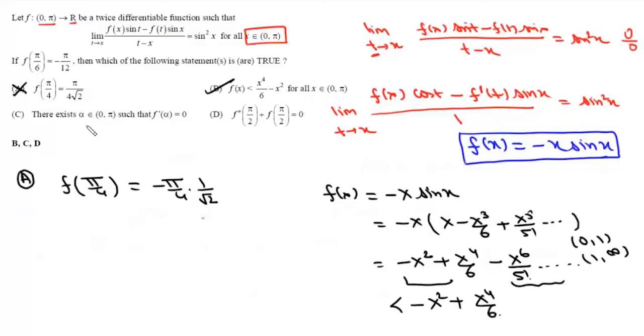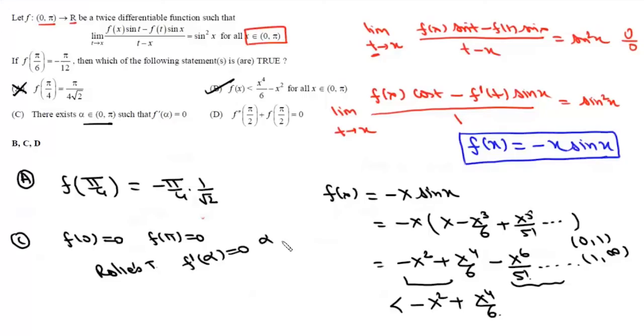Now in C it says there exists alpha belonging to 0 to pi such that f dash alpha is 0. Now for C we know that f(0) is 0, f(pi) is 0, and this function is continuous and differentiable. Then using Rolle's theorem, we know that there is at least one alpha in the interval 0 to pi such that f dash alpha is 0. So that means this option C is also correct.